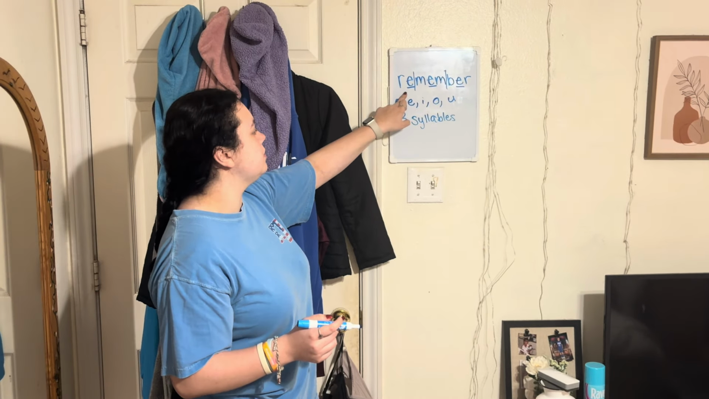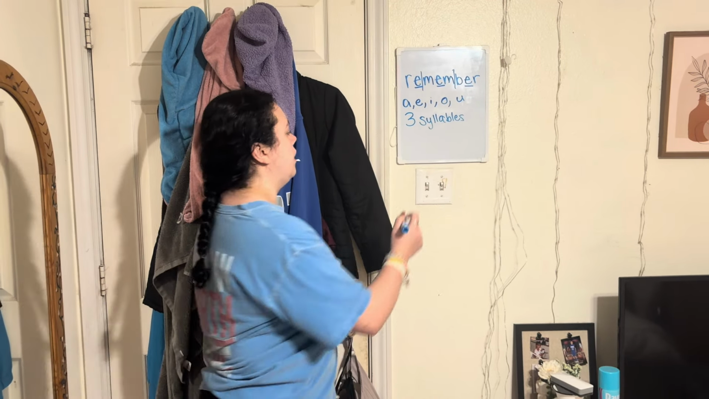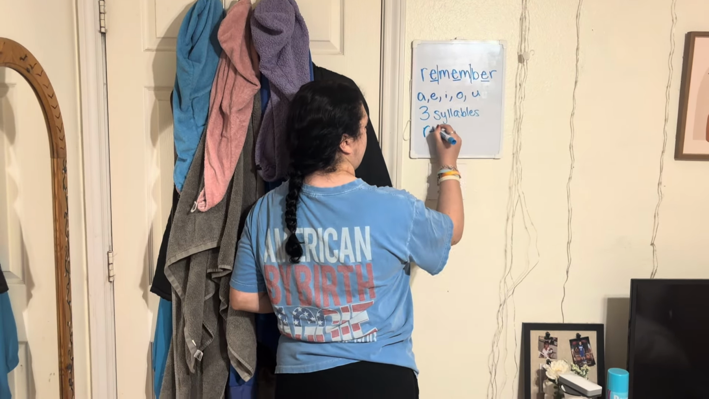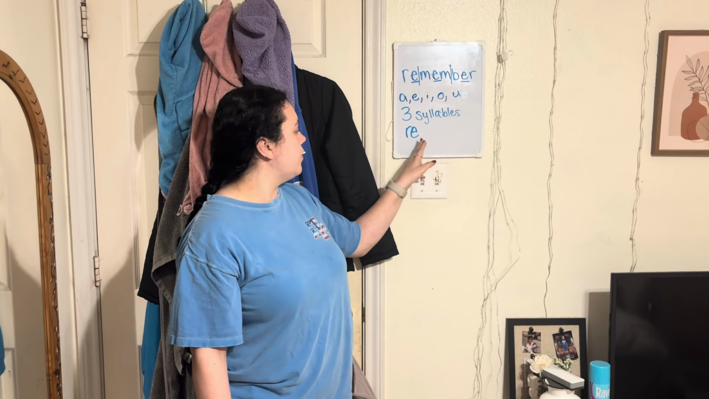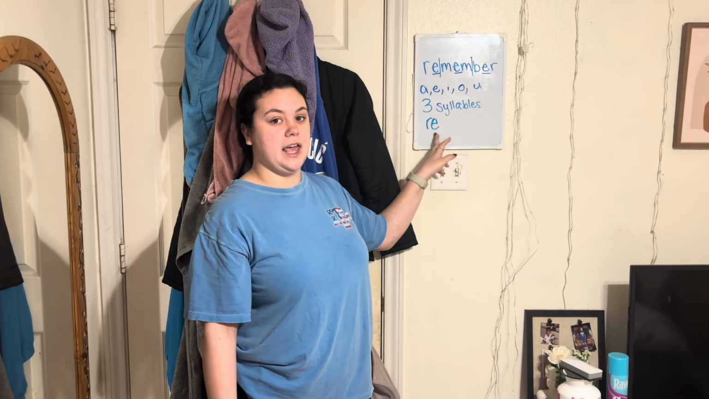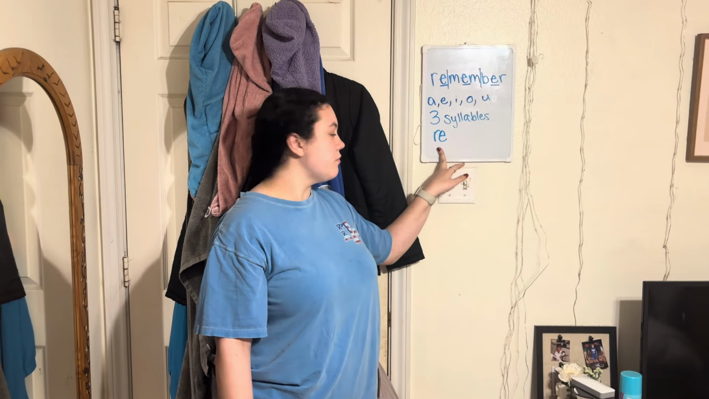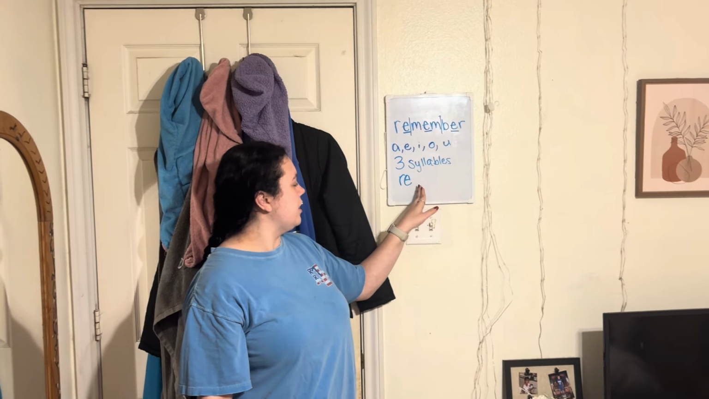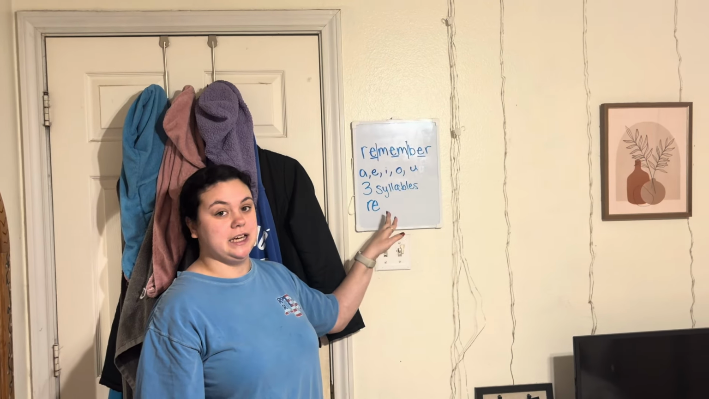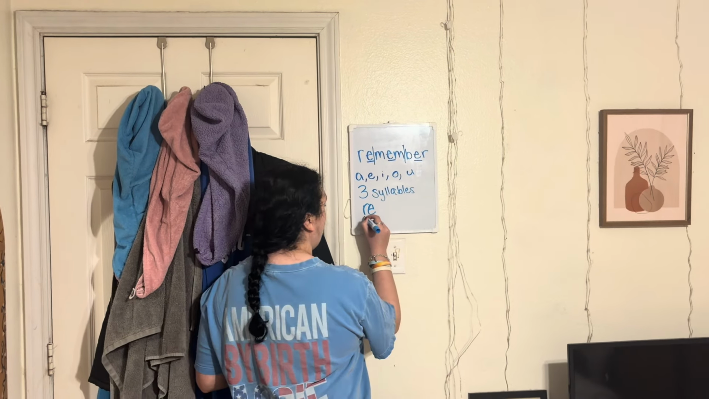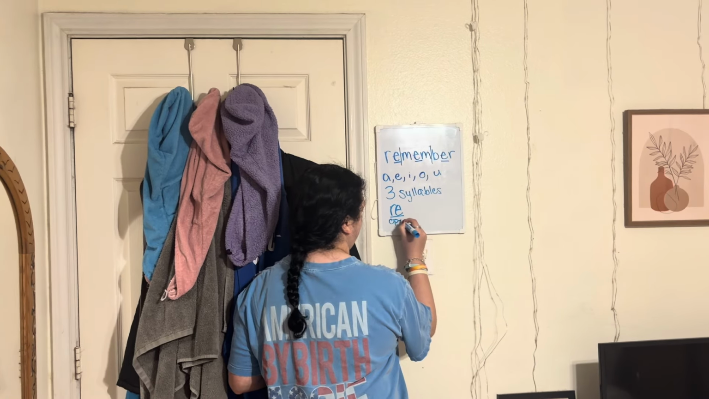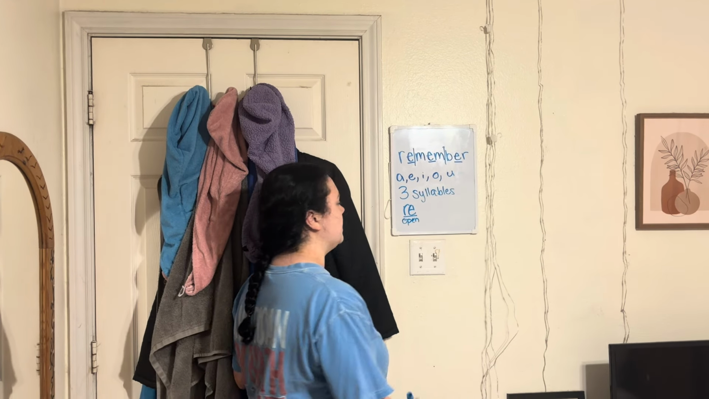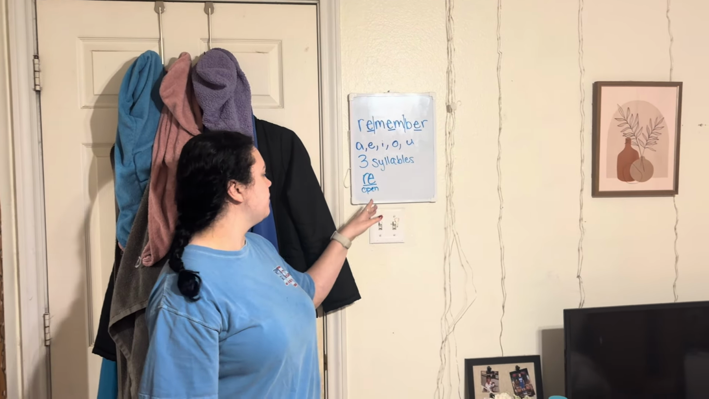So the first syllable is re. R-E. That's the syllable. There's a consonant before and then a vowel. It ends on the vowel, and there's nothing closing it. So that final sound in re is E, meaning this is an open syllable because it ends in our long vowel sound.